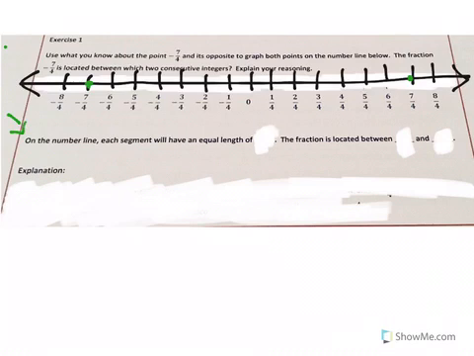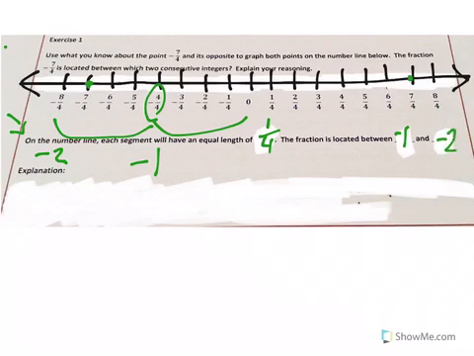On the number line, each segment will have an equal length of 1/4, because each segment between the numbers is 1/4. The fraction is located between what? And this is what we're getting to here. If you look at it, we go -4/4, -8/4. We know that that's 1, so that's -1. 4 goes into 8 two times evenly, so that's -2. So our fraction, -7/4, is actually between -1 and -2.